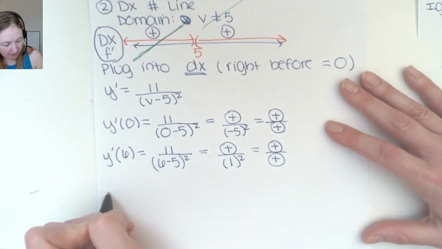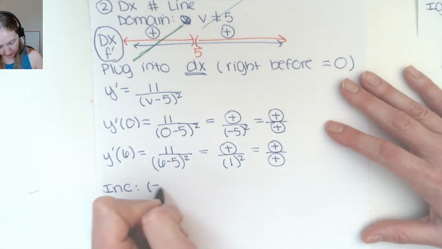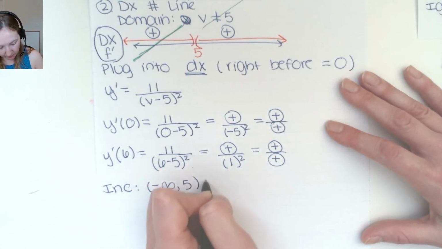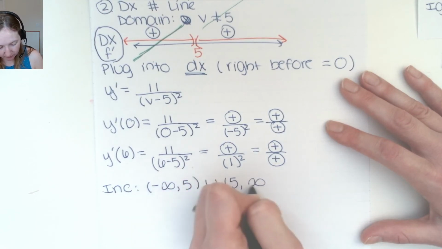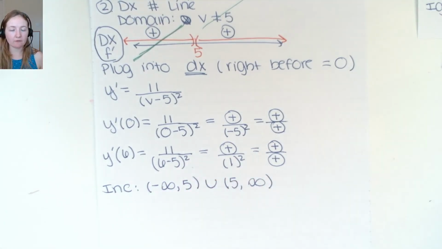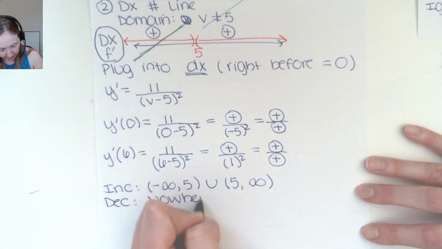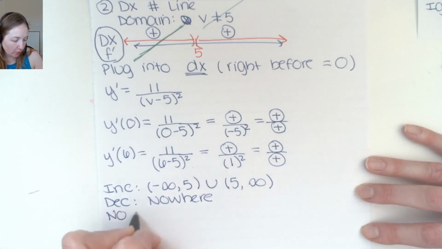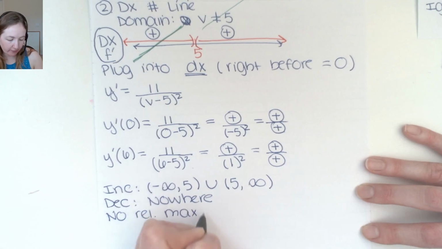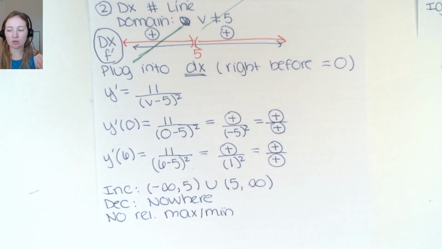So we would say that it's increasing on negative infinity to 5, union 5 to infinity. Please know that 5 does matter. This is not the same thing as saying negative infinity to positive infinity. You have to split it up into the two separate intervals because, again, at 5 the function is not defined. We have to take that into account. And then decreasing would be nowhere is it decreasing, and then no relative max or min because you're just continuing to go up, up, up, and away.